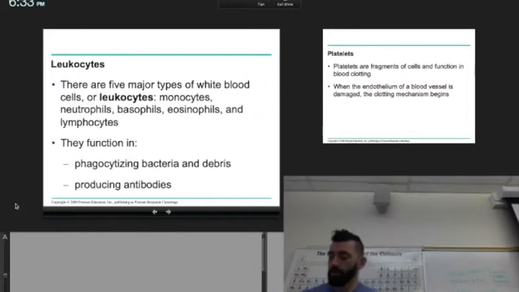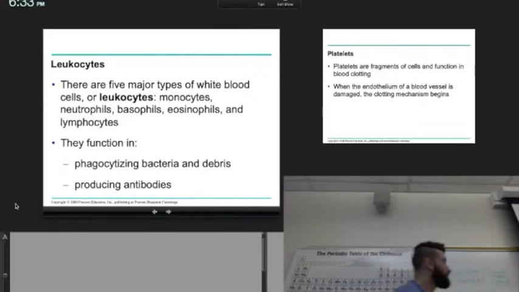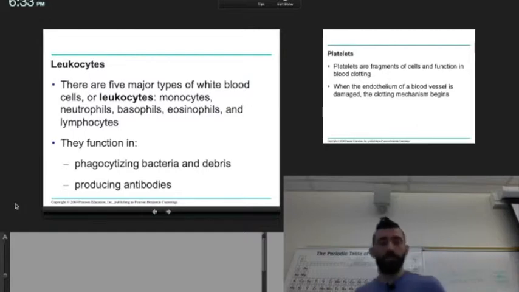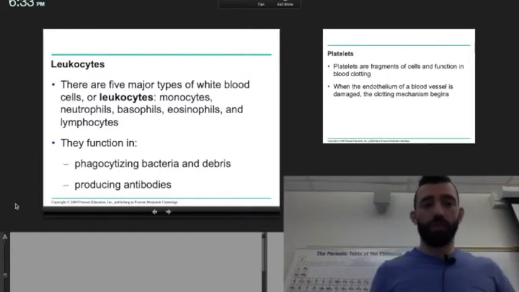Okay. Leukocytes. You don't have to know the names of any of these words, you just have to know some leukocytes phagocytize, so eat, in the cellular sense, bacteria or other debris in your bloodstream, and other leukocytes produce antibodies. That's all you have to know, just those two things.